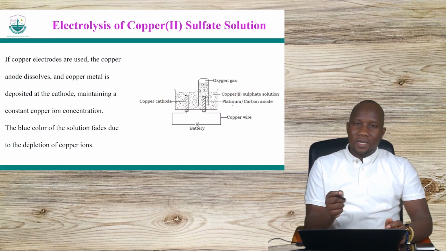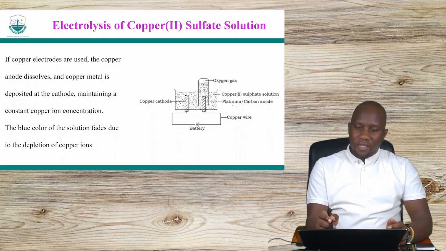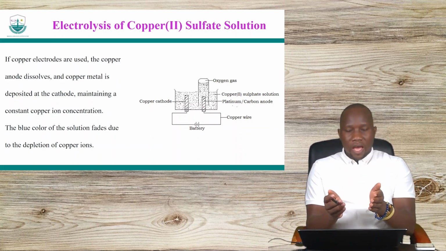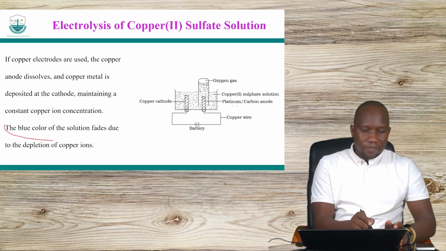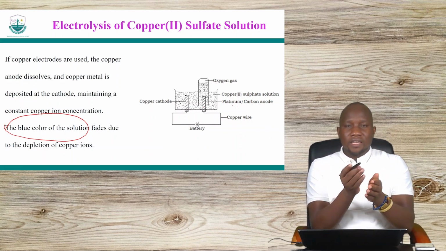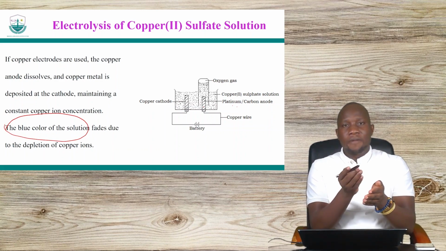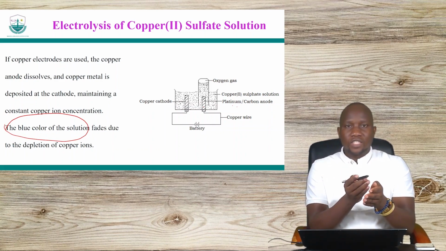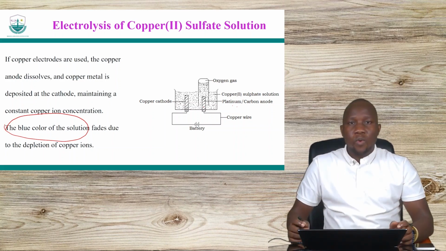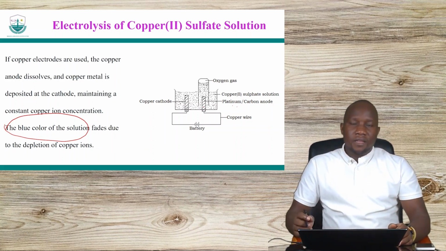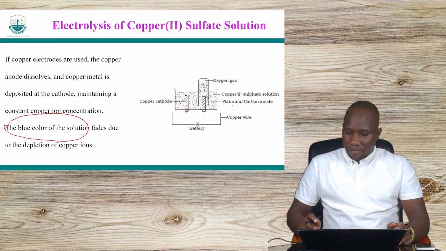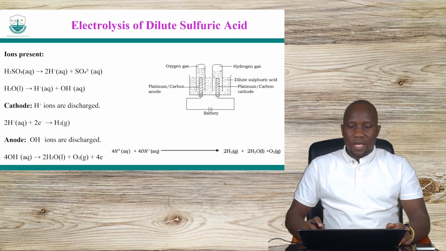That therefore means that the ions from the solution are the ones responsible for the blue color of the solution. Now, since those ions are being deposited, the blue color starts to fade away. The solution loses that blue color because the copper 2 ions responsible for this color are being discharged. Okay, that is copper 2 sulfate.